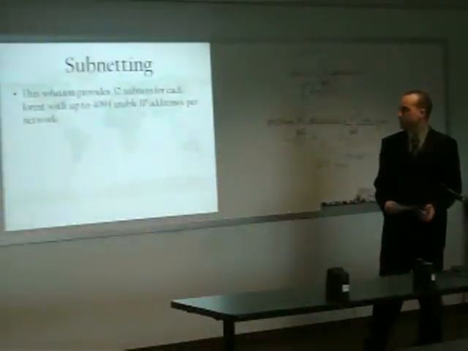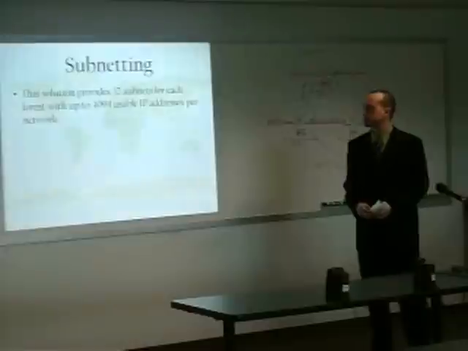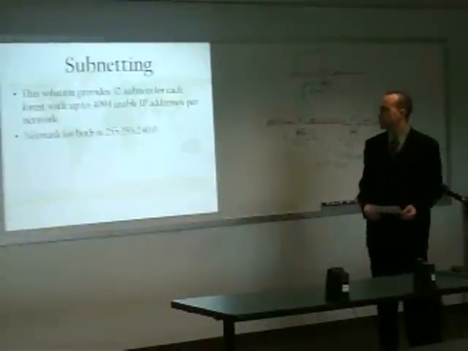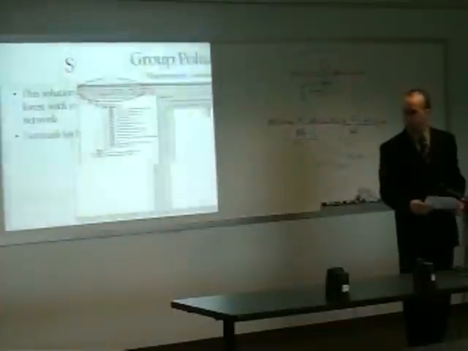This solution provides 32 subnets for each forest with up to 4,094 usable IP addresses per network. The net mask for both ended up being 255.255.240.0.